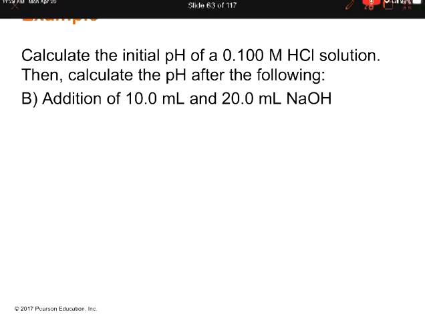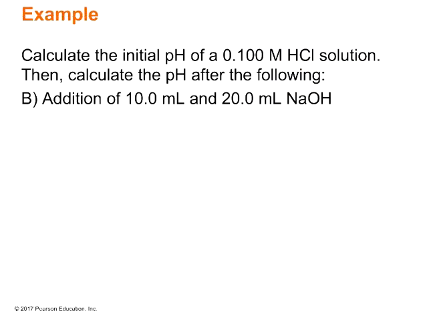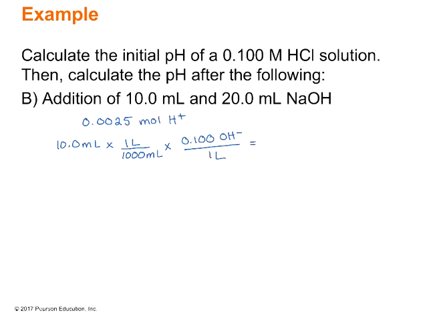So we're still going to assume that we're starting with 0.0025 moles of hydrogen ions. But let's figure out now how many moles of hydroxide ions we're adding to solution. So if we add 10 milliliters of our NaOH solution, again, I'm going to convert that to liters and then multiply that by the concentration of NaOH, and I'm just going to write hydroxide here since they're pretty equivalent. And the number of moles of hydroxide ions should be 0.001.